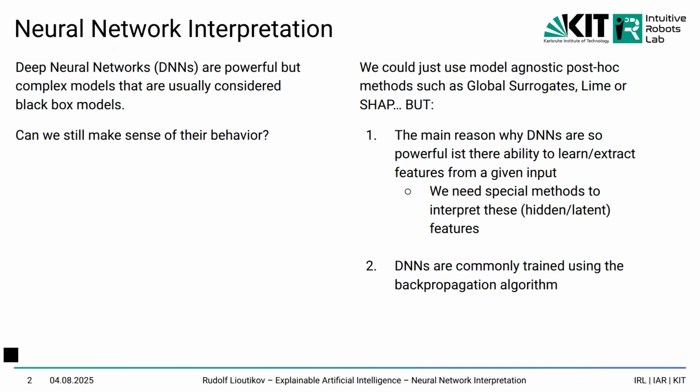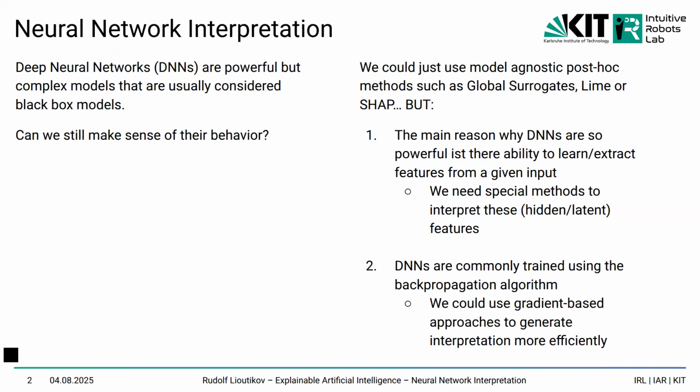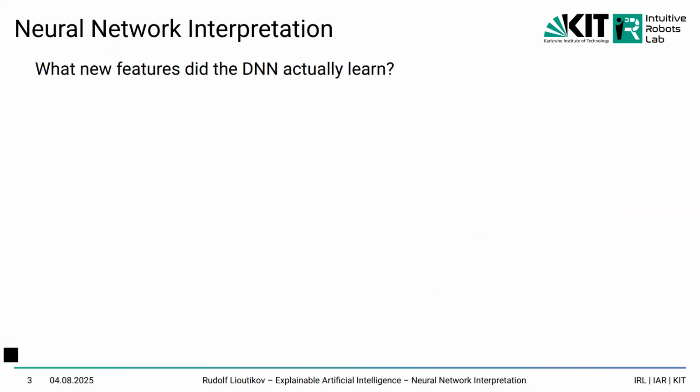And the second thing is that commonly DNNs, or MLPs, are trained through backpropagation. So the question is if we can somehow leverage the gradient there and make sense of the gradient. Those are two perspectives that we have to consider when talking about neural network interpretation. So what new features do DNNs actually learn?